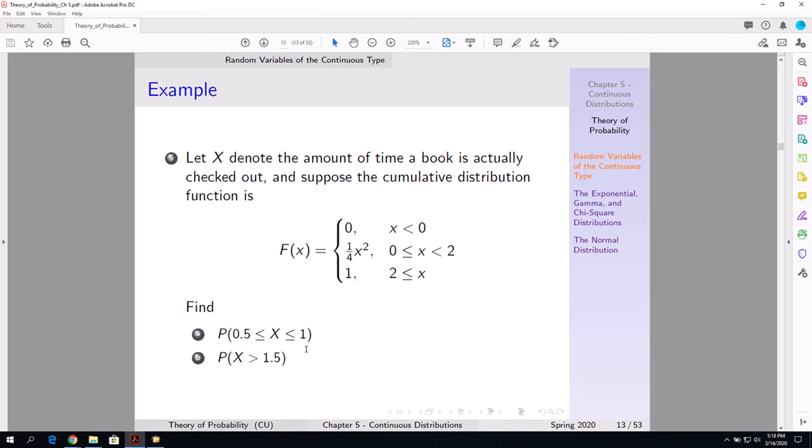So here's another example. Let's let X denote the amount of time a book is actually checked out at the library, and suppose the CDF is given by that formula right there. Well, how would you compute the probability that X is between 0.5 and 1? How would you compute that?